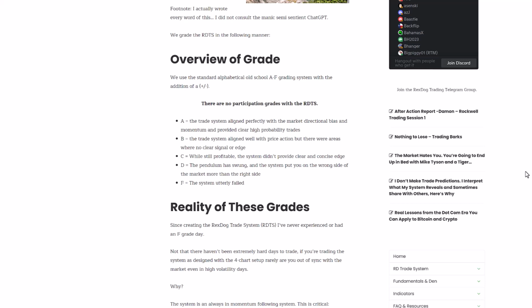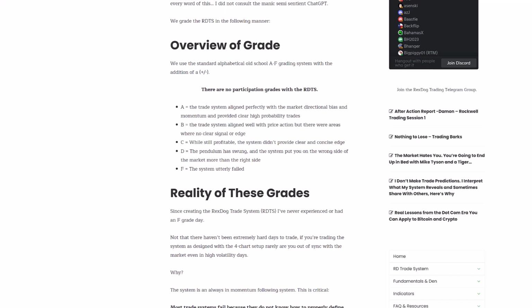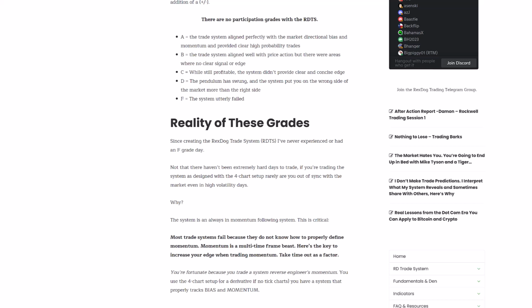Now, the reality of these grades. Since creating the Rex Dog trade system, what I consider one of the best trade systems ever developed on the planet, I've never experienced or had an F grade day. So the system has never failed me since 2018. I would throw up a challenge. I don't have this in the article, but find a day where the system was an F. Just find me a day.